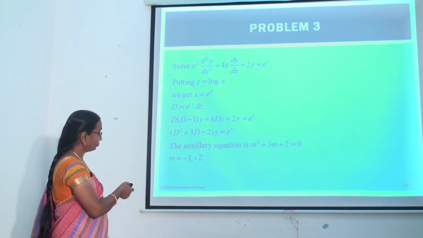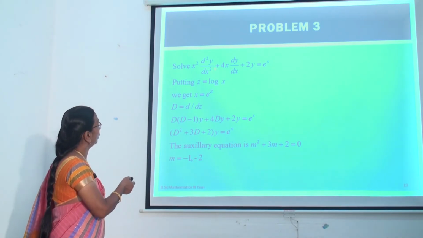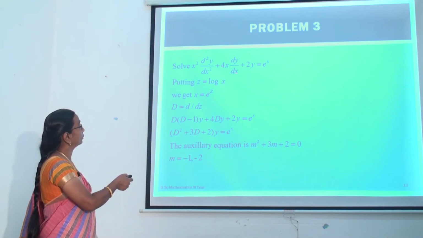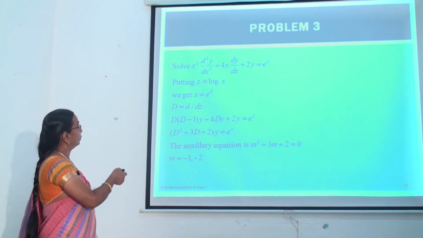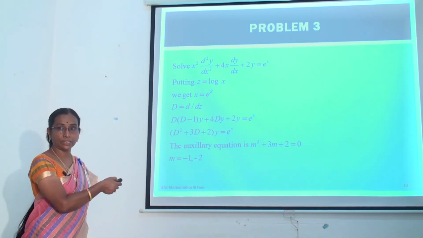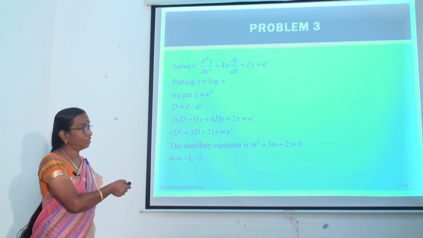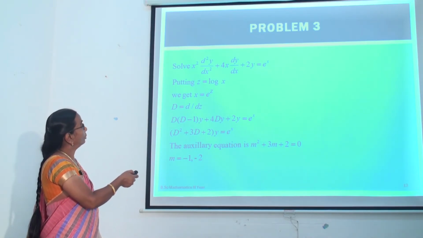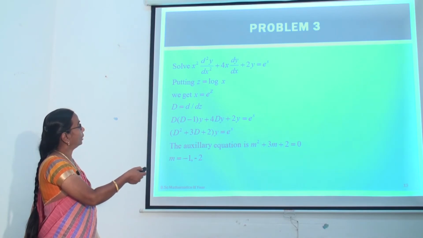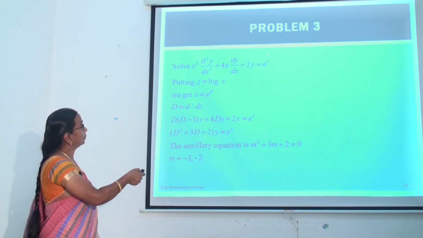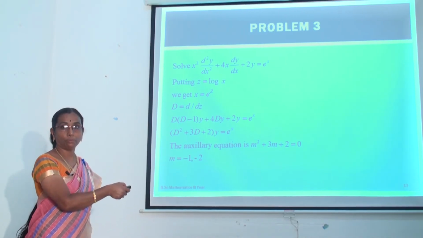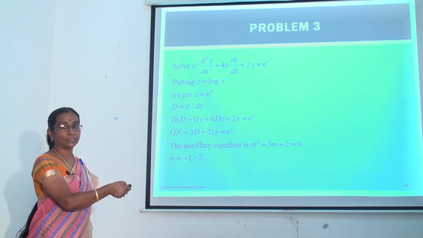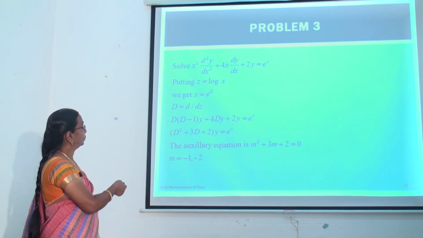Solve x squared d squared y by dx squared plus 4x dy by dx plus 2y is equal to e power x. Here this problem is a differential equation with variable coefficient. Also, on the right hand side we cannot convert e power x in terms of z. So we have to apply the evaluation of 1 by D minus alpha on e power x. Clear? Now the same substitution we can apply.